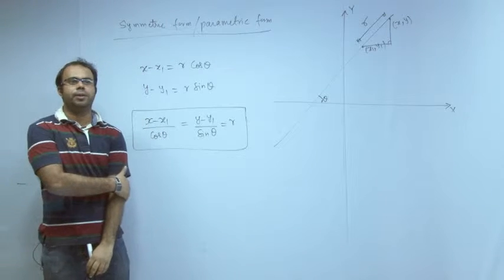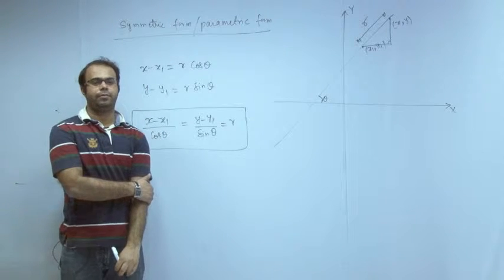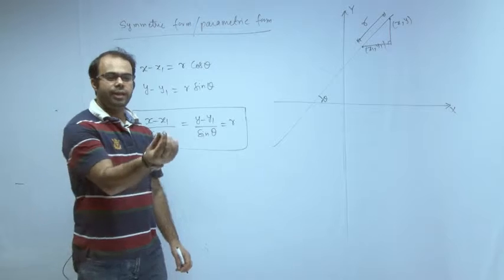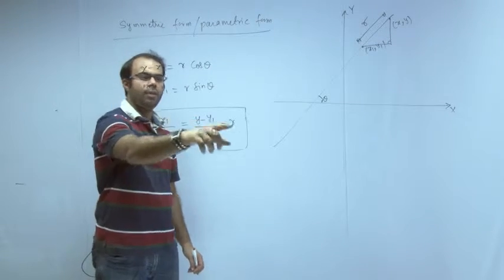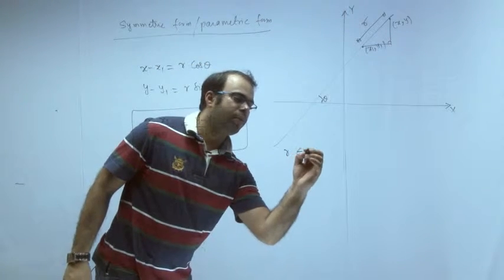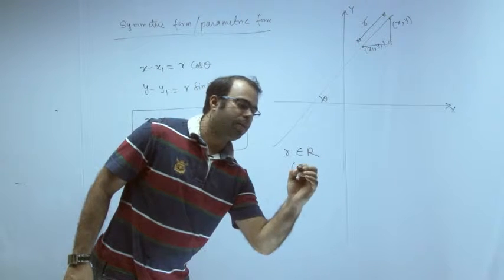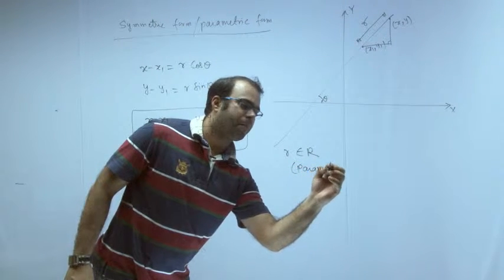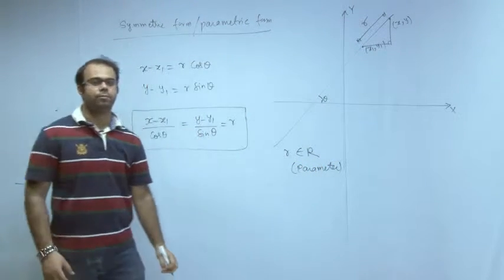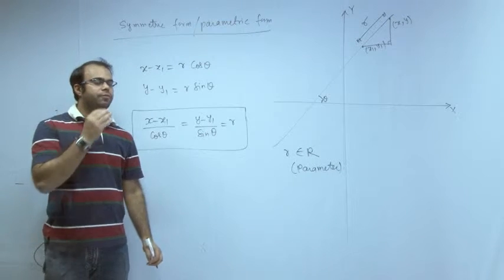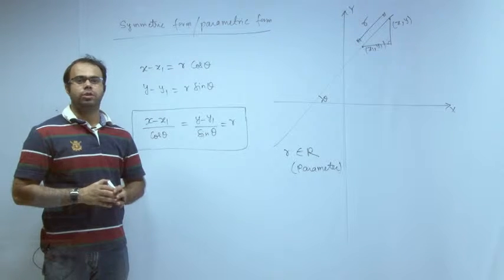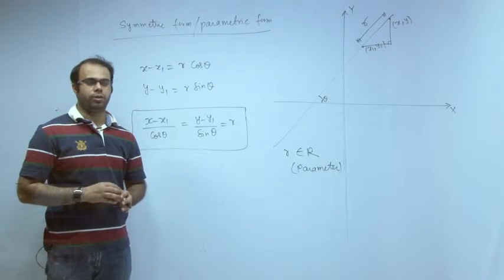Now this is called the symmetric form or the parametric form of the line. In this, theta is given, x1 y1 is given, but r is the parameter and r belongs to real number and it is called the parameter. This form of the line is widely used in solving various questions.